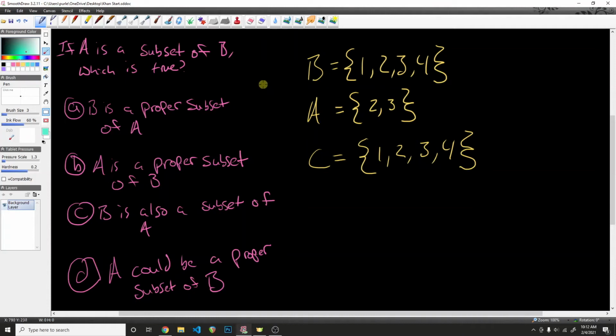All right, problem number 2. This is all terminology, but if A is a subset of B, then which is true? And I wrote out these examples here, but A and B can be absolutely anything. We're just trying to make it a little more concrete by having a real example here. So A, in this case, is a set of 2 and 3. B is 1, 2, 3, 4. C is 1, 2, 3, 4.